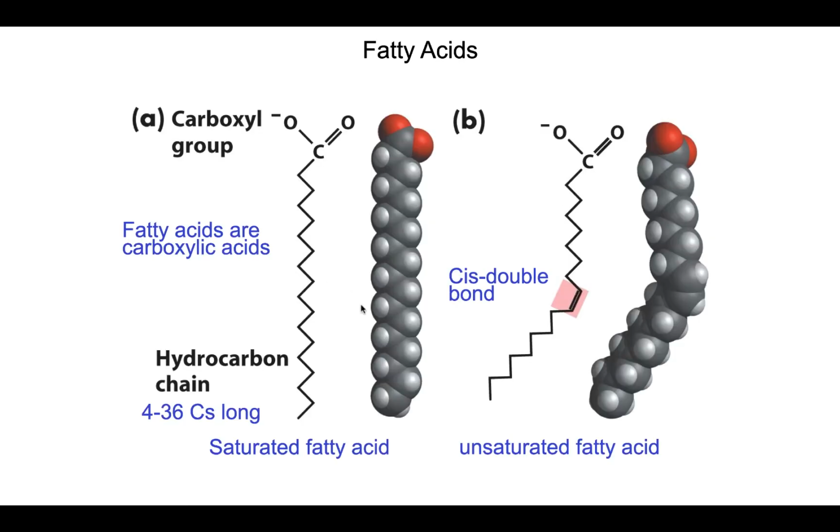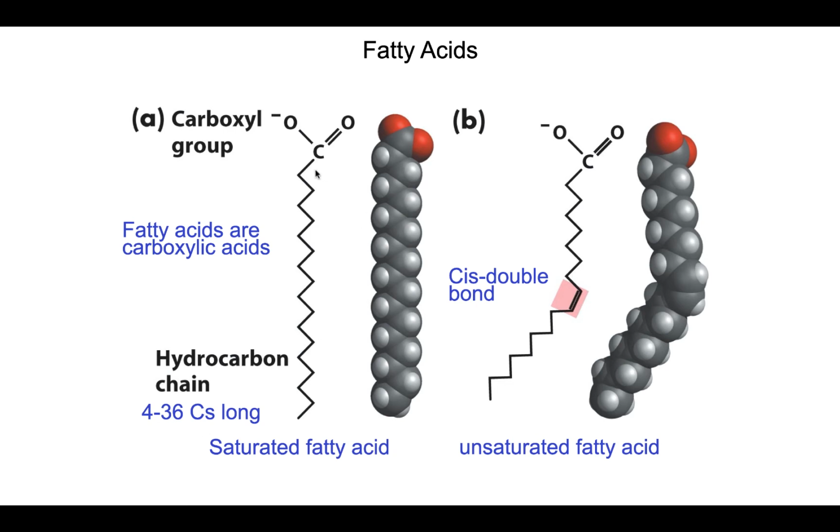Here we have two fatty acids, and what you notice about each of them is that they are very simple. It is a carboxyl group and then a long carbon chain. A carboxyl group and a long carbon chain. Now that carbon chain can be between 4 and 36 carbons long.